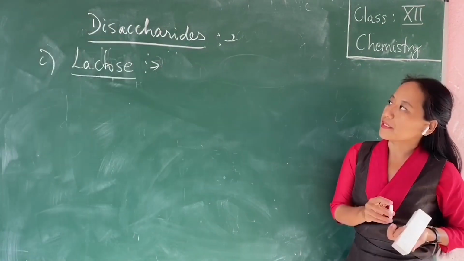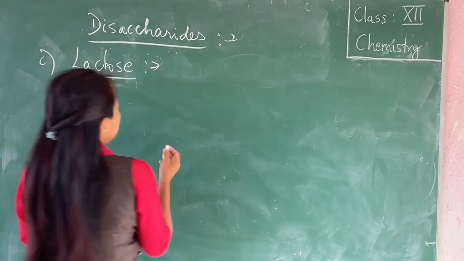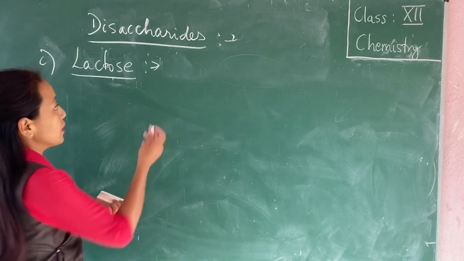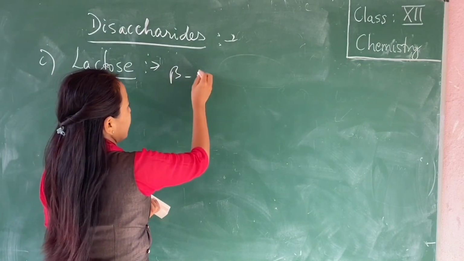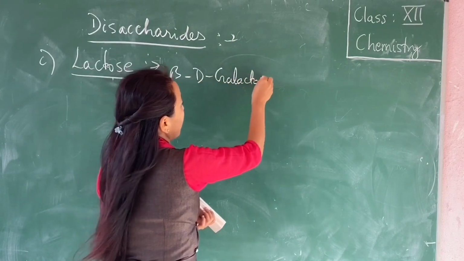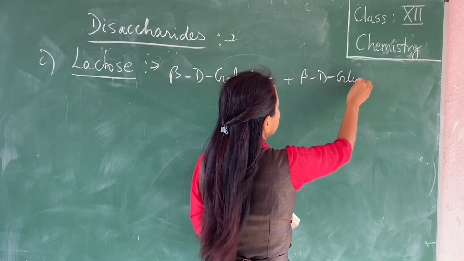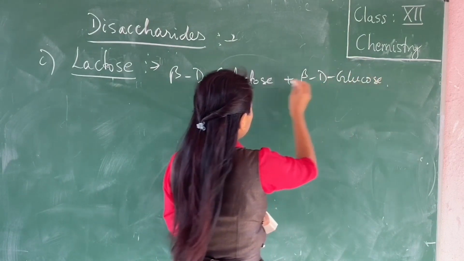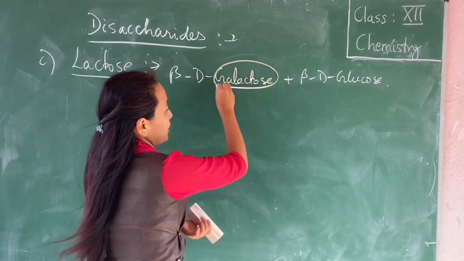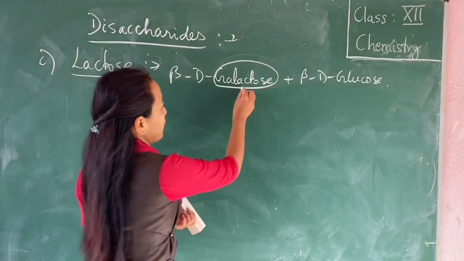The last disaccharide that we are going to study is lactose. Now lactose is made up of 2 units of monosaccharides. One is beta-D-galactose, and the other one is beta-D-glucose. Now you might find this new. Galactose also carries a molecular formula of C6H12O6.